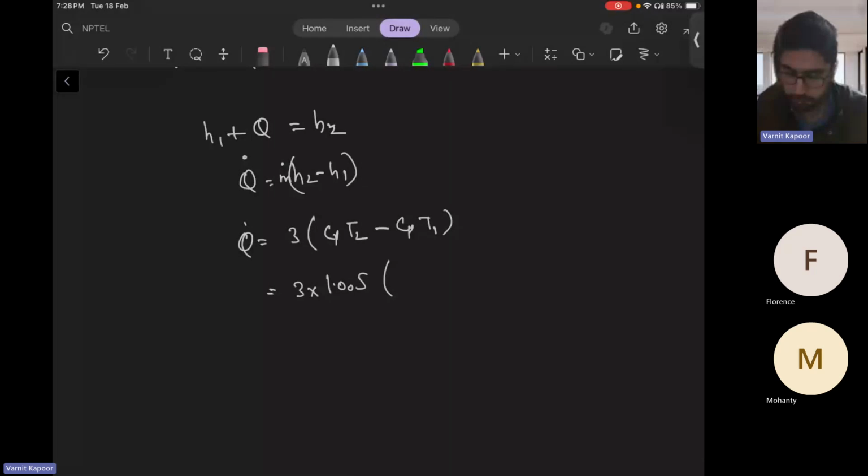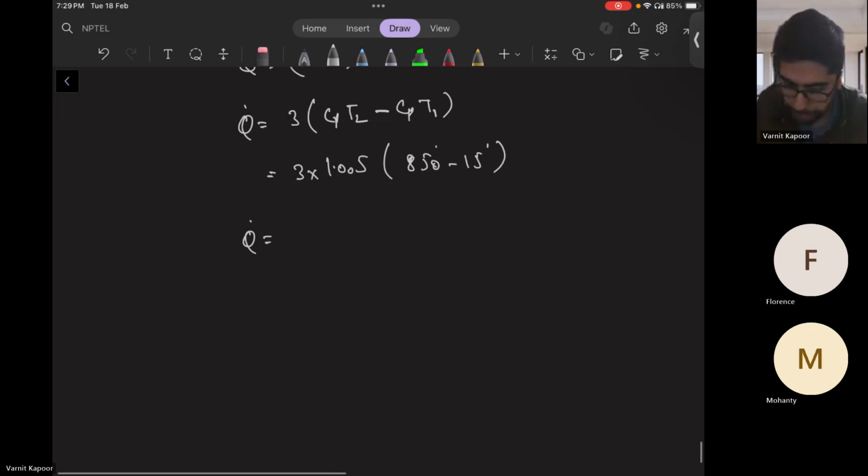It is a difference, that's why we are not converting from degree Celsius to Kelvin. Even if you write 850 plus 273 minus 15 plus 273, the 273 is going to cancel out. So I'm just writing 850 minus 15 degrees Celsius. Now you need to solve it. 850 minus 15 is 835, into 3 into 1.005. That gives you roughly 2517.18, eventually in kilowatt.